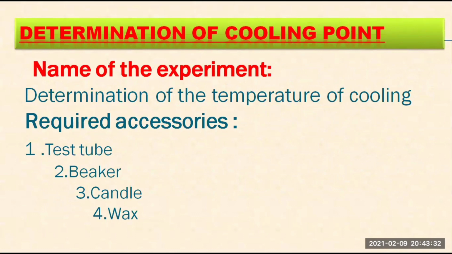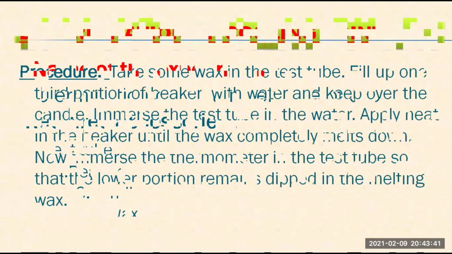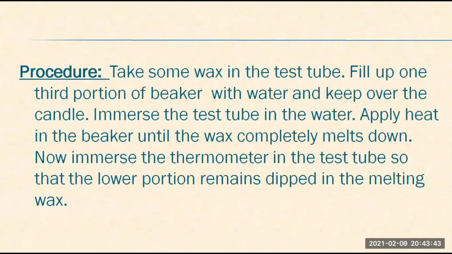If you want to do the experiment, you need the test tube, which I already showed, a beaker, a candle, and wax. First, put the wax in the test tube. Put the test tube in the beaker with water and keep it over the candle. Immerse the test tube in the water, then apply heat to the beaker until the wax completely melts. Now immerse the thermometer into the test tube so that the lower portion remains dipped in the melting wax.